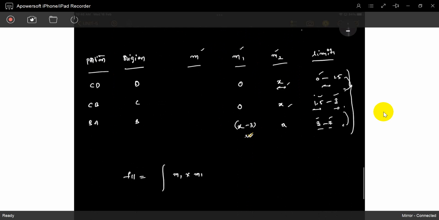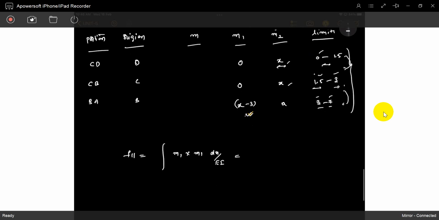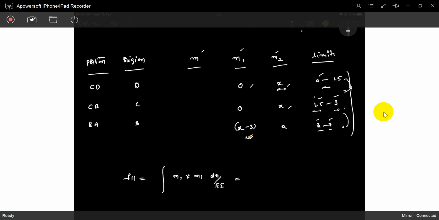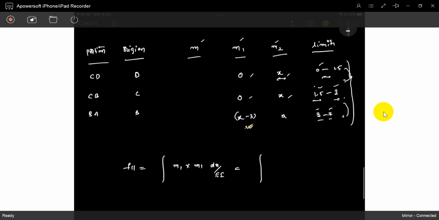M1 multiply with M1, dx by EA. Sir, integration. These three different parts have three different moments, so you can add them: 0 to 1.5, 1.5 to 3, 3 to 7. But if you see, the first part CD is 0 into 0, 0. Second part 0 into 0, 0. Only the third part is remaining. This is 3 to 7, (x minus 3) whole square, dx by EA. You will get it directly.